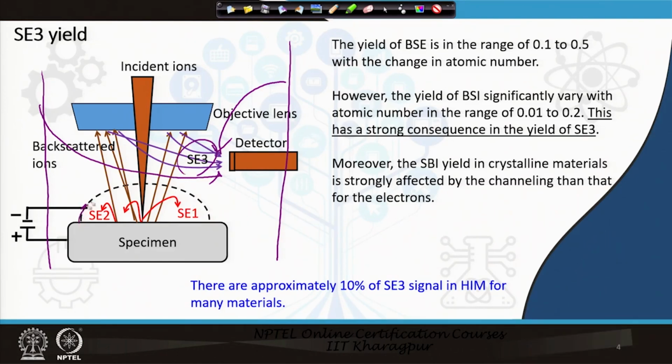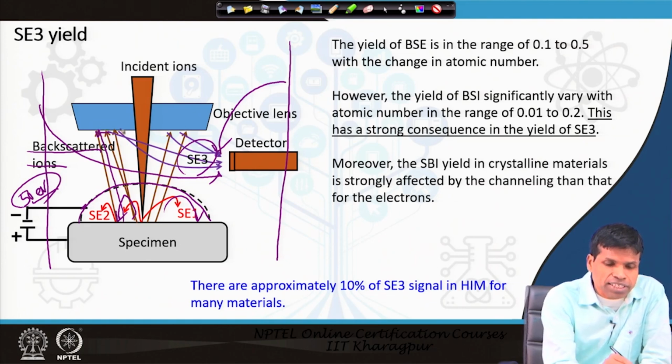So, if we put a grid around the sample and apply a negative potential of, let us say, 50 electron volt, then all the electrons emerging with energy less than 50 electron volts will come back, because it is a negative potential. But backscattered ions have a much higher energy, much higher than 50 eV. So, they will come out.